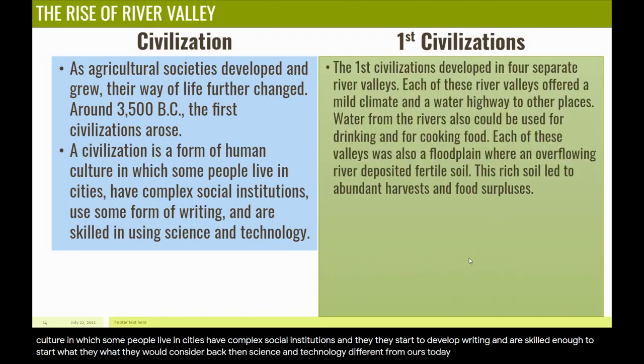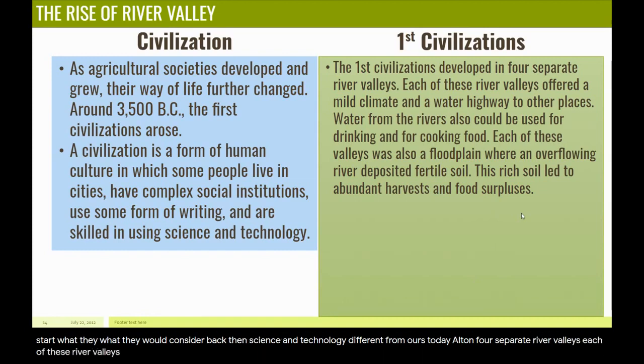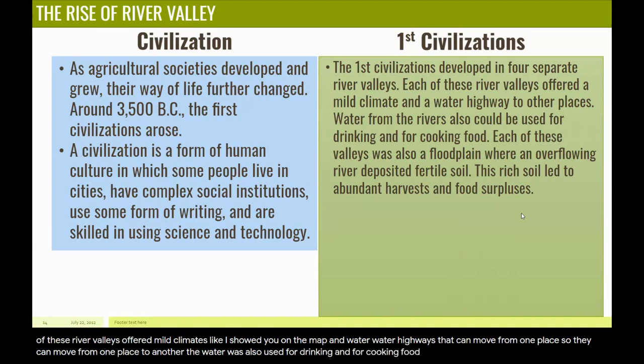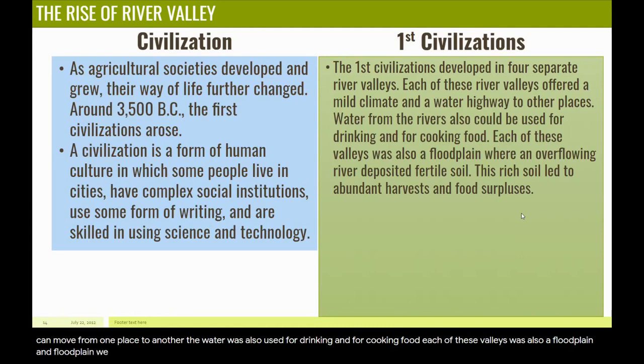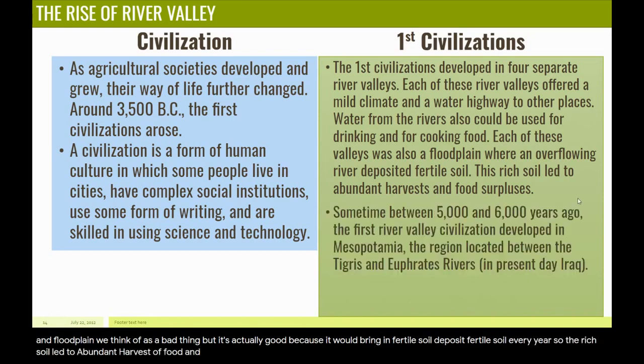The first civilizations developed in four separate river valleys. Each of these river valleys offered mild climates, like I showed you on the map, and water highways that people could use to move from one place to another. The water was also used for drinking and for cooking food. Each of these valleys was also a floodplain, and a floodplain we think of as a bad thing, but it's actually good because it would deposit fertile soil every year. So the rich soil led to abundant harvests of food and surpluses.